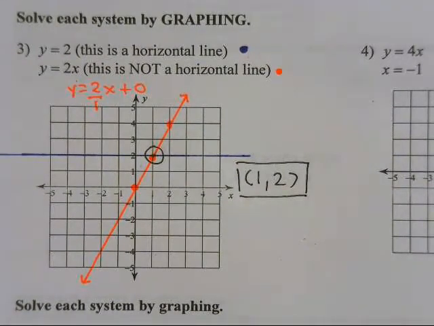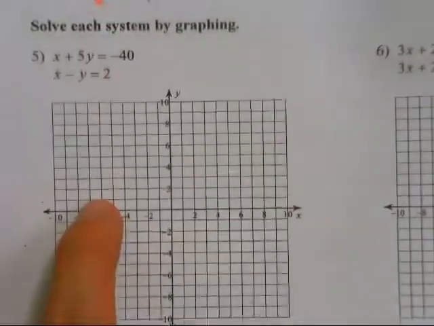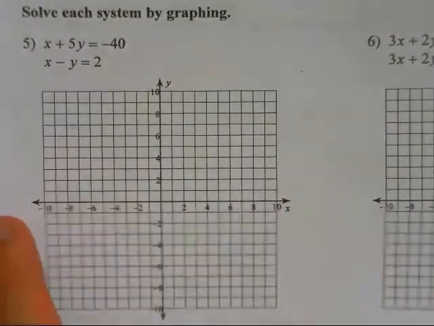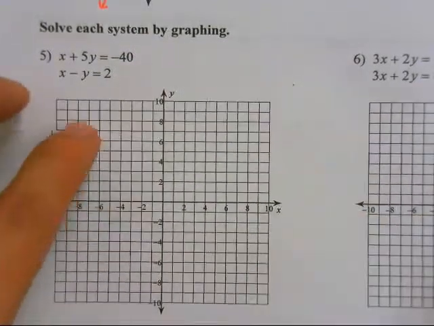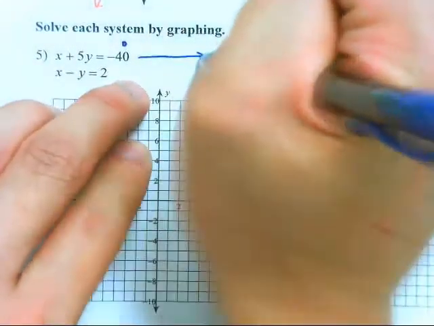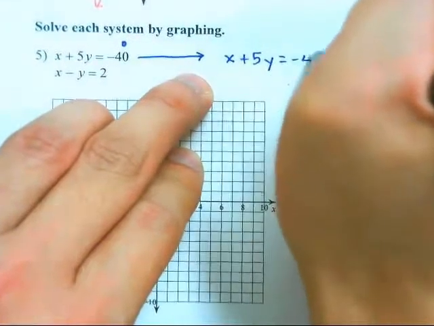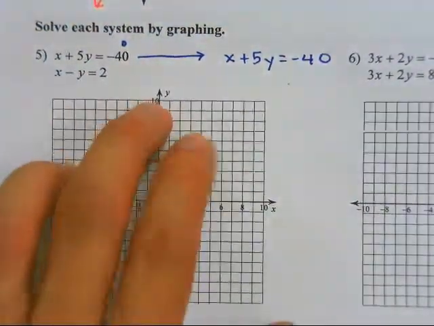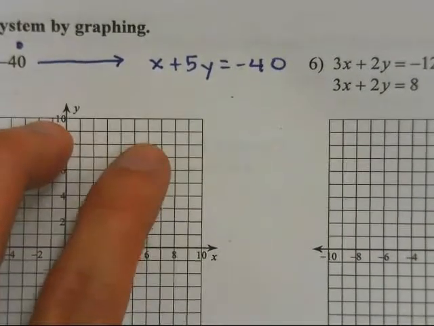Let's go ahead and skip over to number 5. Okay, we're at number 5 now. Sometimes the lines are not in y-intercept mode, so let's manipulate some of these equations. I'm just going to take the top equation. Let's do some transferring over on the right side here or wherever you find space. We need to solve for y. We need to have y by itself.